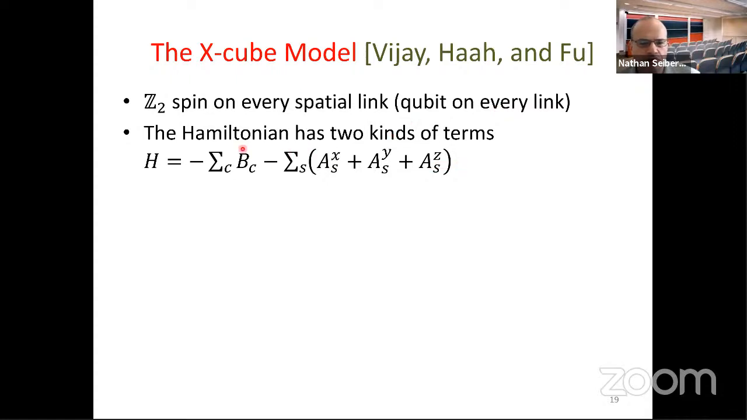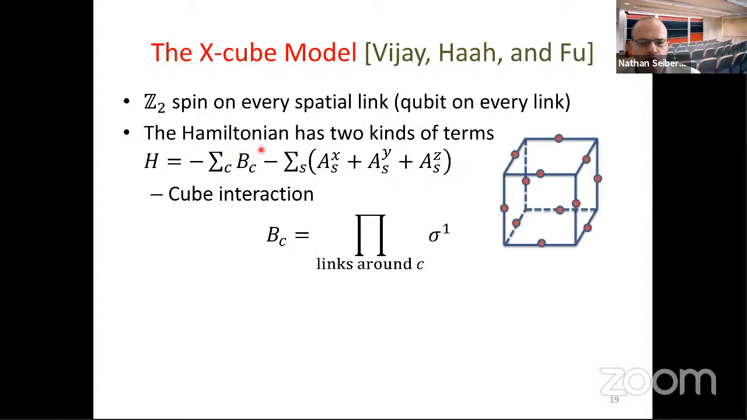There's two kinds of terms. One is a sum over all the cubes, where you go through every cube and you multiply the Pauli sigma 1 that acts on every link of the cube. So you go link by link around the cube, you multiply all these operators, and this is one operator here, and then you sum it over all the cubes.